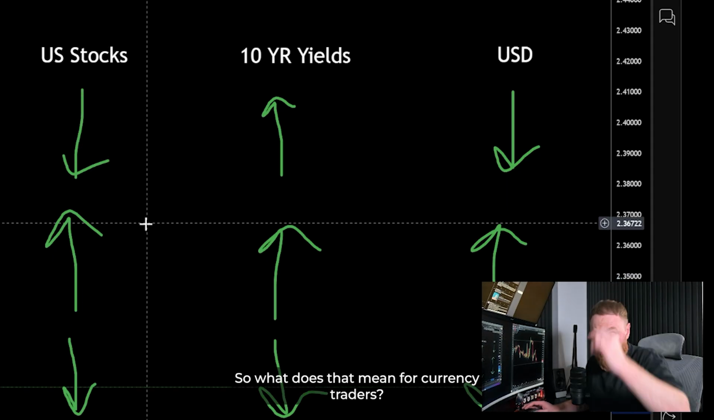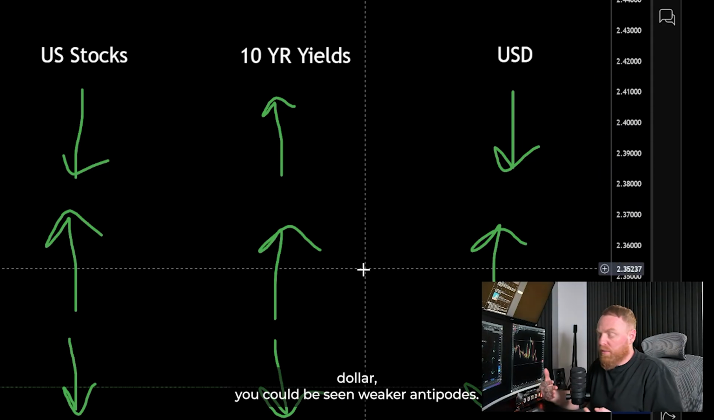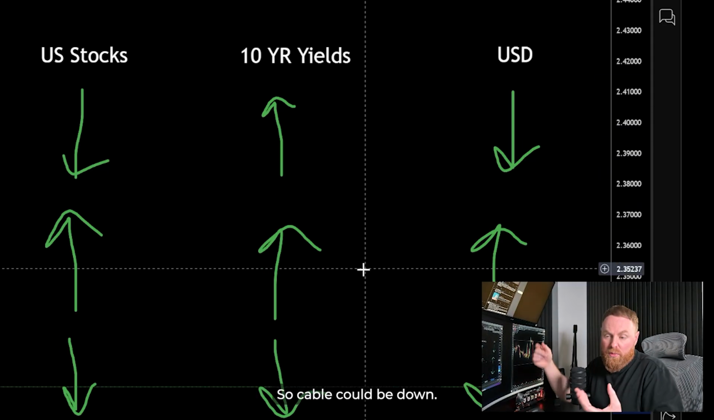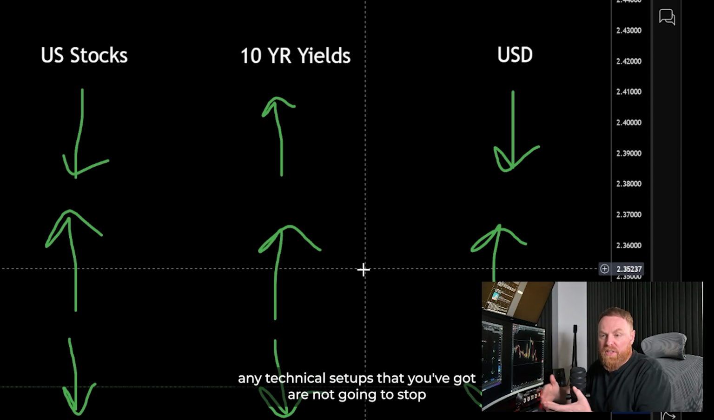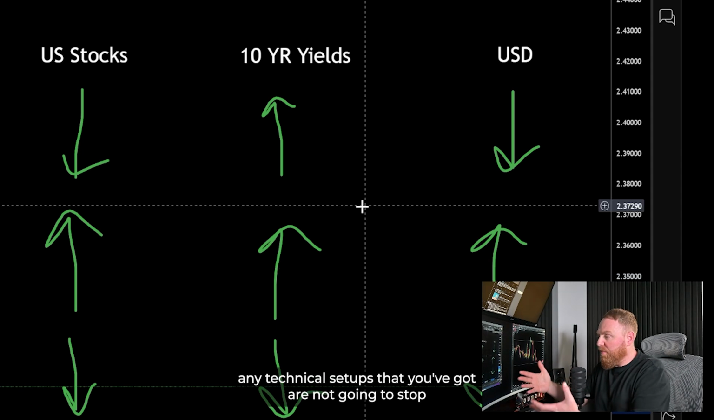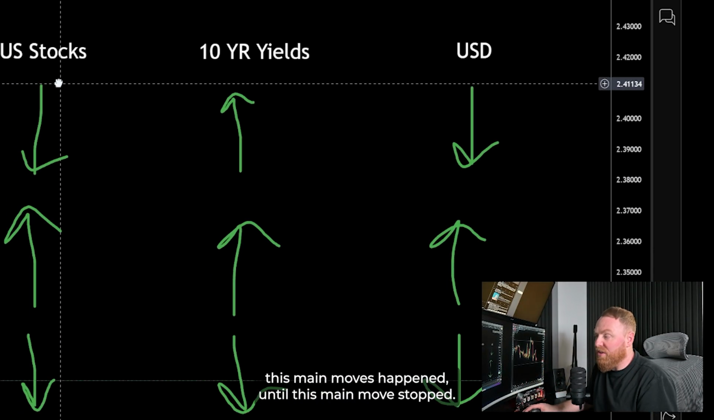So what's that mean for currency traders? Well, it means that if you're getting a stronger dollar, you could be seeing weaker antipodeans. So cable could be down, so pound USD could be down. Pound Aussie could be going higher. Well, any technical setups that you've got are not going to stop. The price isn't going to stop until this main move's happened, until this main move stopped.